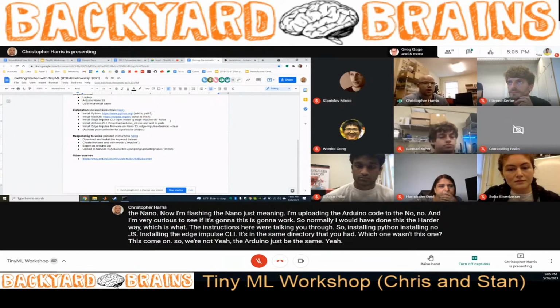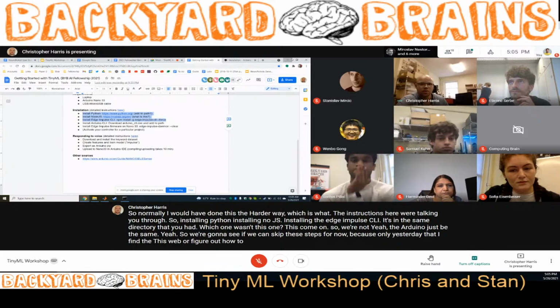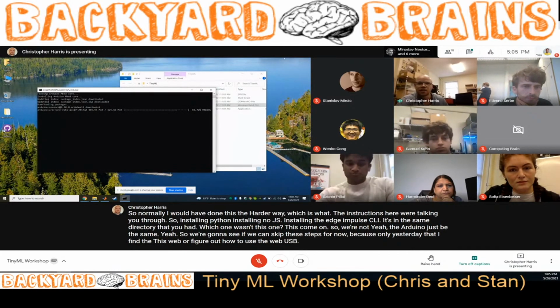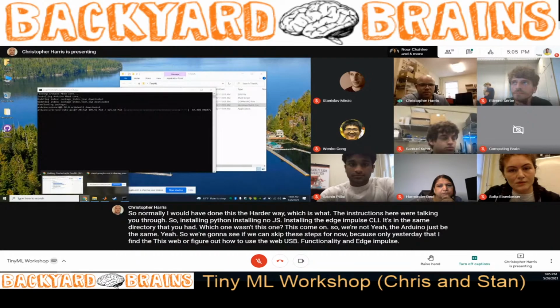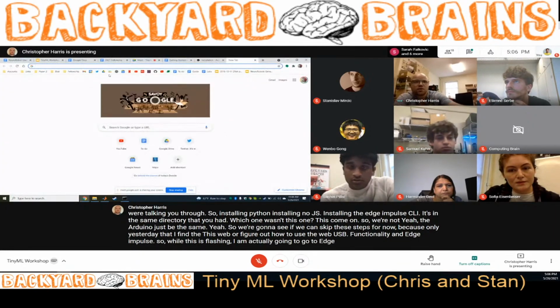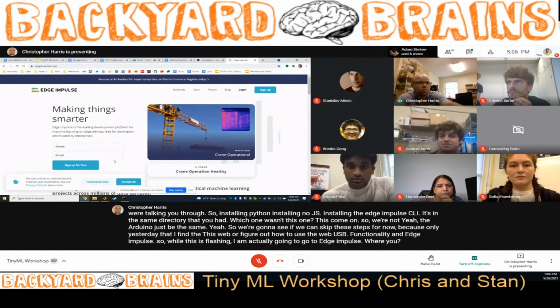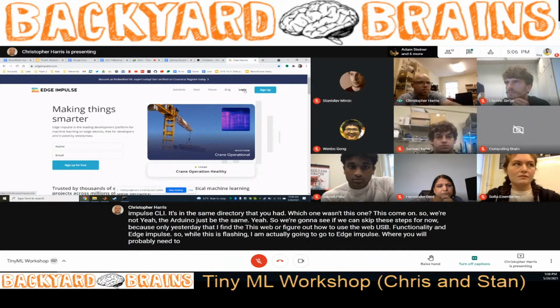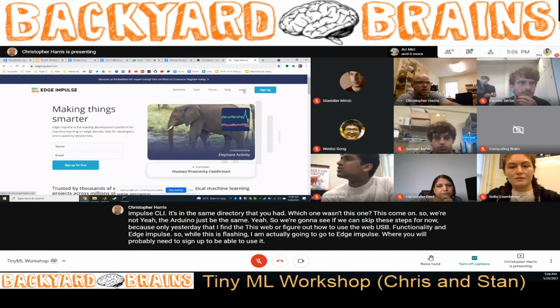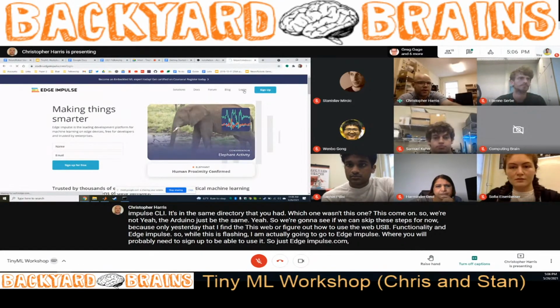So we're going to see if we can skip these steps for now, because only yesterday did I figure out how to use the web USB functionality in Edge Impulse. While this is flashing, I am going to go to Edge Impulse, where you will probably need to sign up to be able to use it. So just edgeimpulse.com. I'm already signed up, so I'm going to log in.